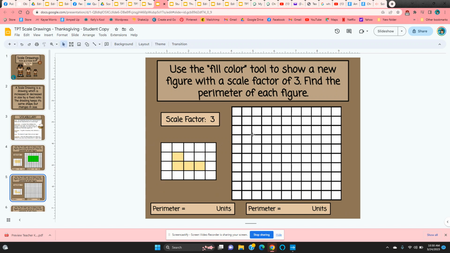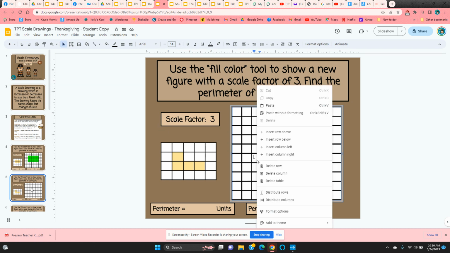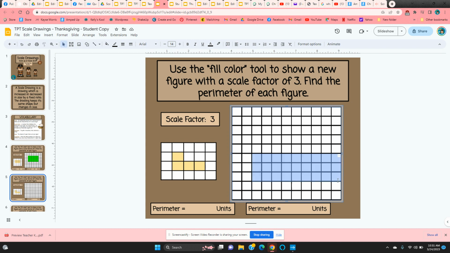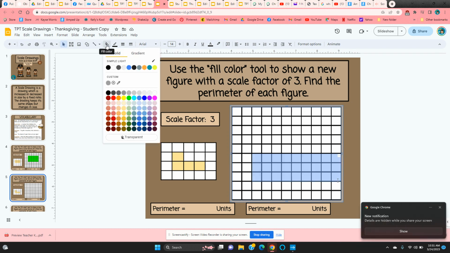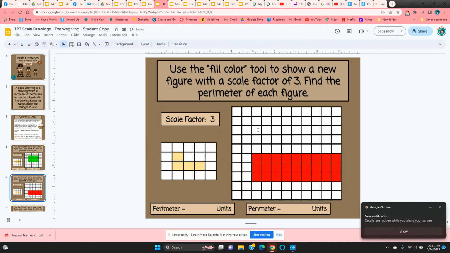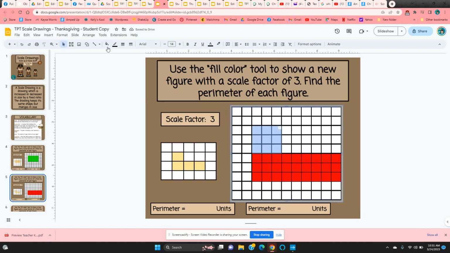The next slide is a slightly different figure. This time they're scaling up by a scale factor of 3, so each side is going to be multiplied by 3. Again, they can only do a rectangle at a time, and with the fill color feature they can choose any color they want. Now they have a scaled up figure.